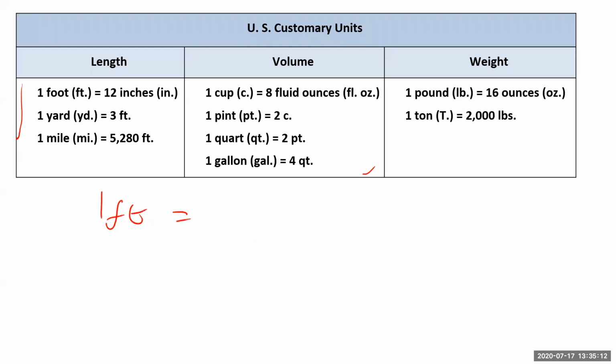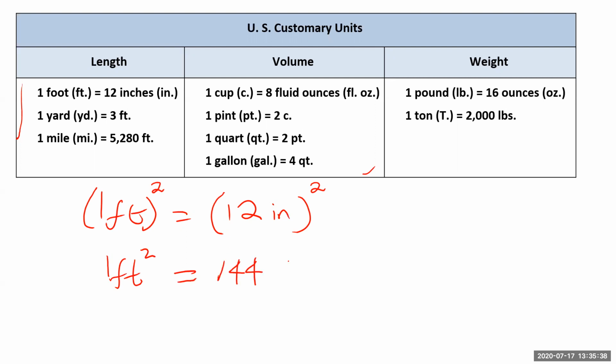So for instance, 1 foot is 12 inches. Now in square units, what we mean is that we are going to square this. So that means 1 square foot is 12 square inches. And this means that we are going to do 1 ft squared is, now 12 squared will give you 144, and then you do inch squared. So 1 square foot is 144 square inches. Is that okay?